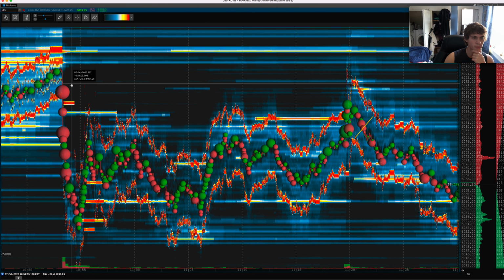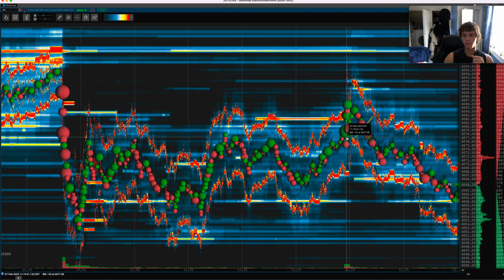Coming over to Bookmap, this was that huge sell-off that we were trying to trade the continuation of. Yeah, a bunch of huge sell orders. And we kind of consolidated sideways with a little bit of resistance. So we sold off from here, sold off here, sold off here, sold off here. And this was around 6077.